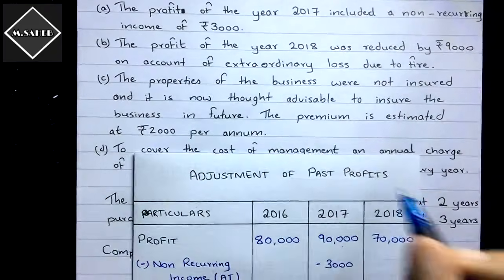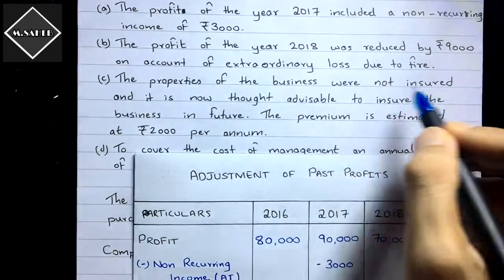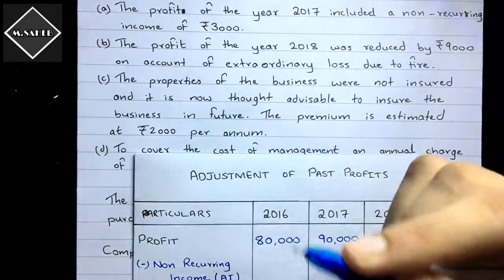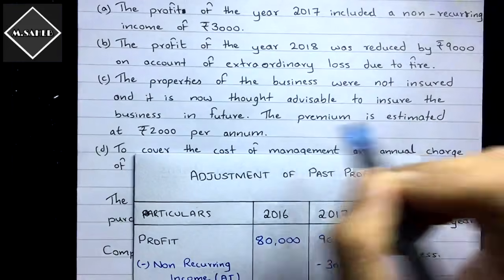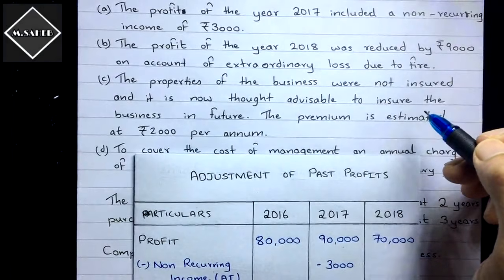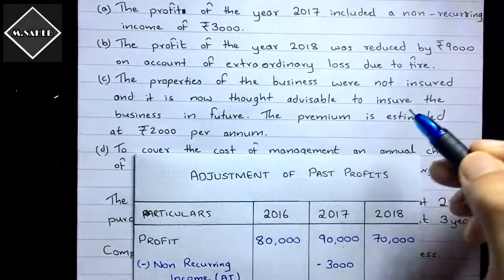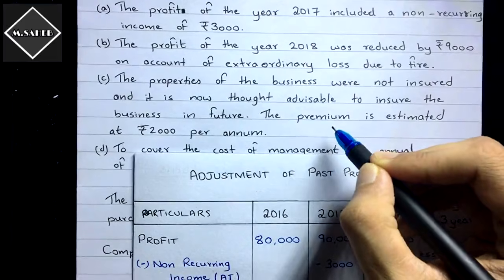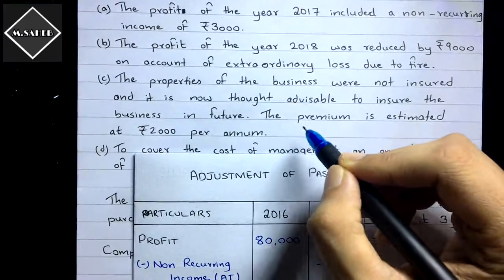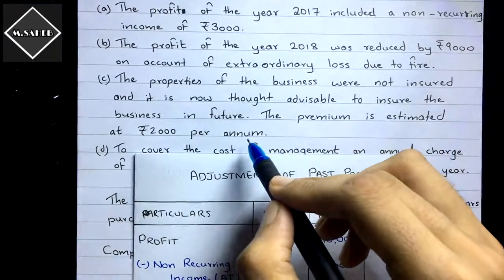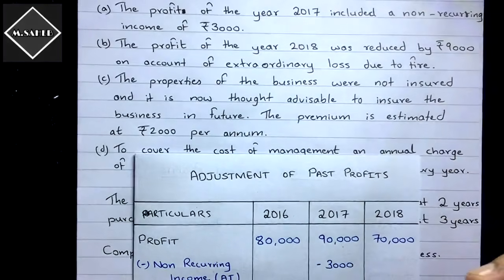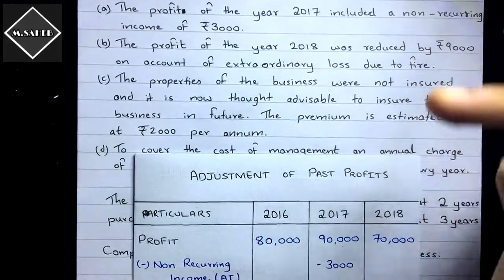And then here we have the third adjustment. The properties of the business were not insured, and it is now thought advisable to insure the business in future. The premium is estimated at rupees 2,000 per annum. So now here they are saying that they are going to insure the business in future, and the premium is an expense, right? Insurance premium is an expense. 2,000 per annum. So this is a future expense. So future expenses reduce the future profit.